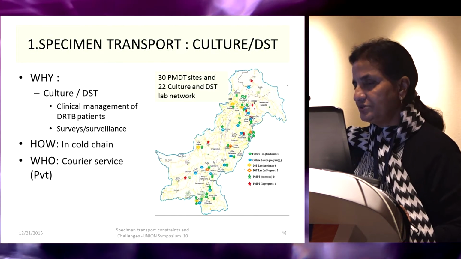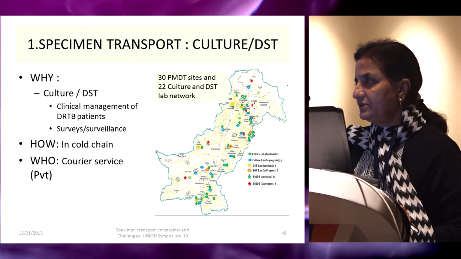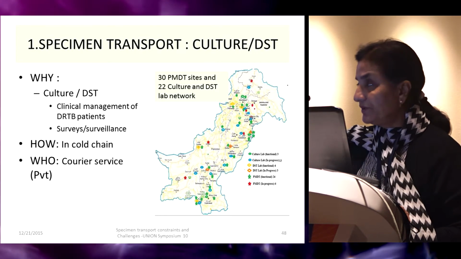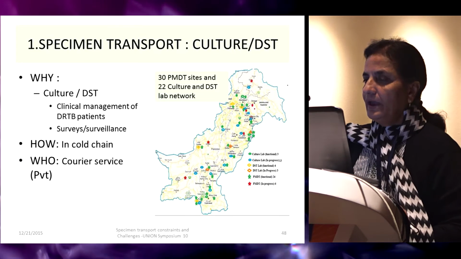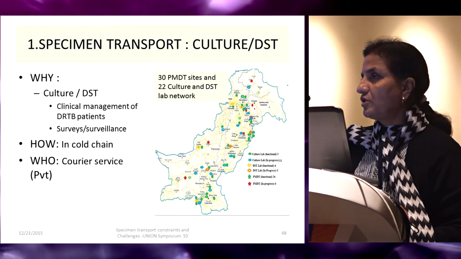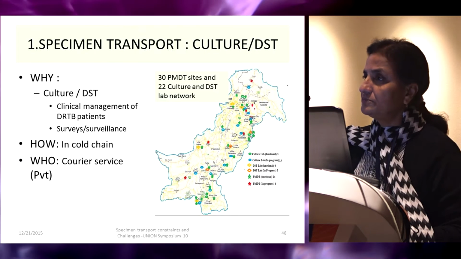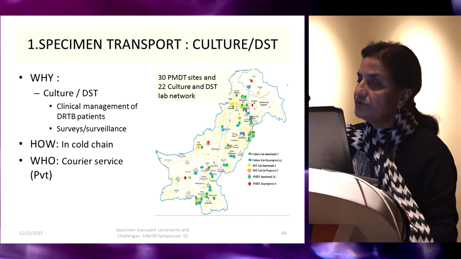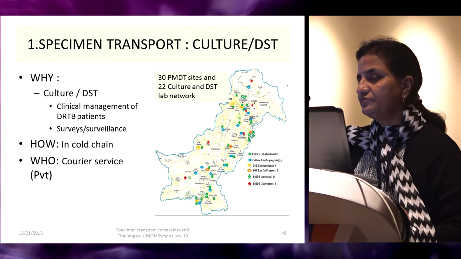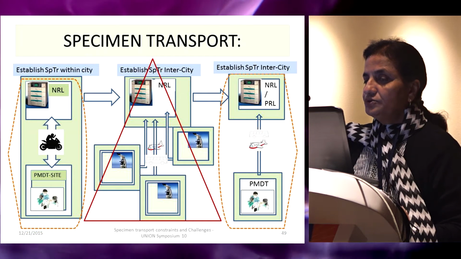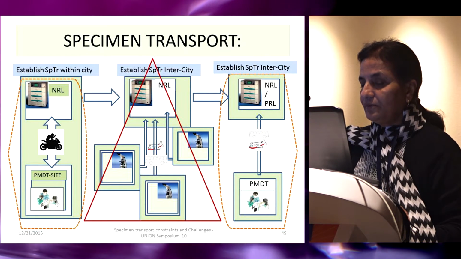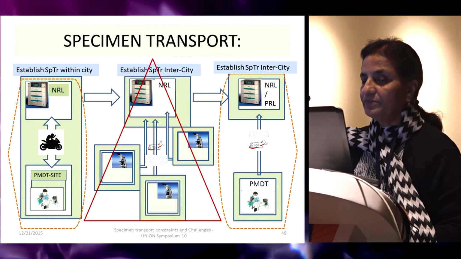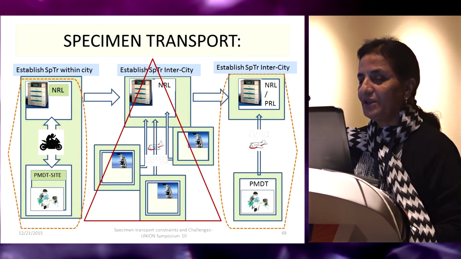All these PMDT sites are located in the larger hospitals, so the courier services' presence in these cities is more established. And we don't have as much of a problem in transportation of the specimen from the PMDT sites to the culture and DST laboratories. The specimen is transported in the cold chain, and the courier service is hired for these services. This is what we did in 2009 when it started, that a person still goes to the health facility to collect a specimen.